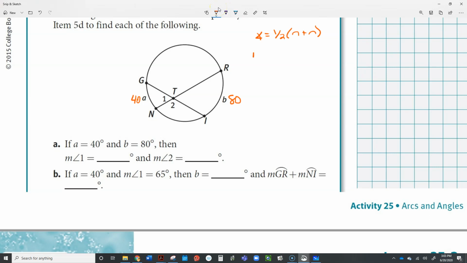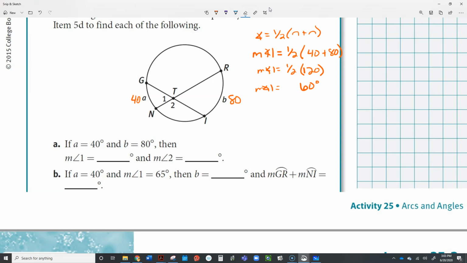Let me get my pen going. The measure of angle 1 is equal to half the sum of the arcs, and the two arcs are 40 and 80. So the measure of angle 1 is equal to half of 40 plus 80. I believe that's 120. So the measure of angle 1 is half of 120, which is 60 degrees. So we found the measure of angle 1 to be 60 degrees.